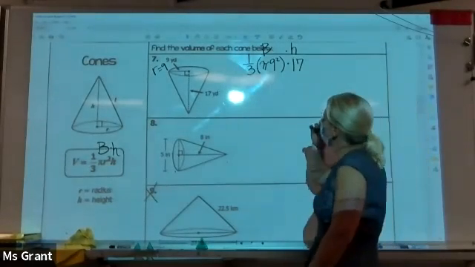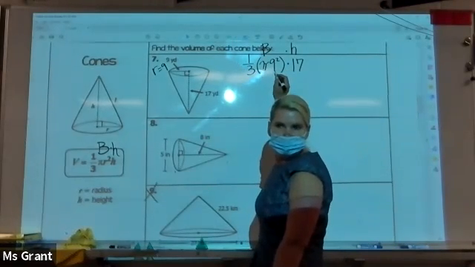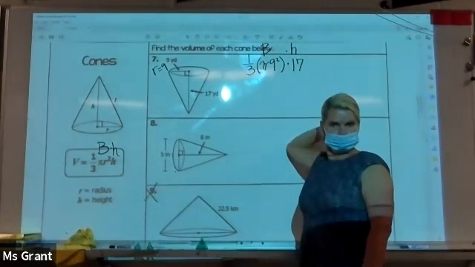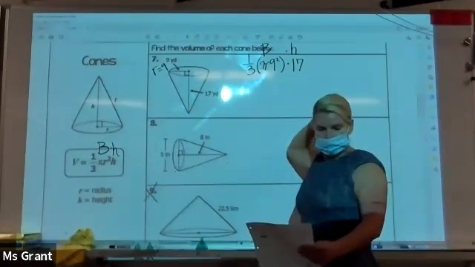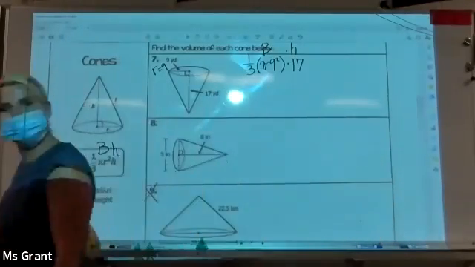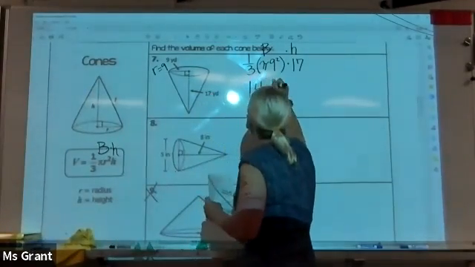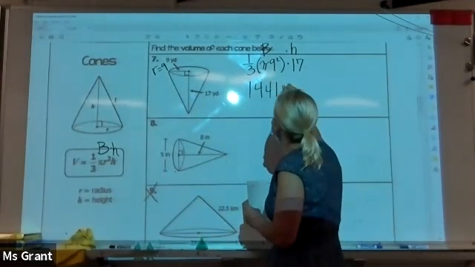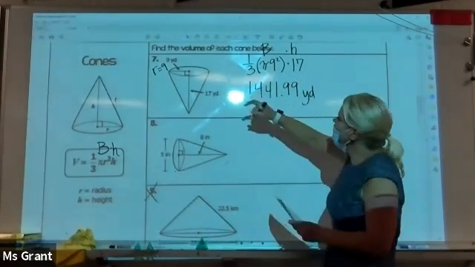All right. 81 times pi times 17 divided by 3. Someone tell me. Is it 146.18? That's too small. Sorry, it's a little too small. Natalia, right? Yes. 1,441.99. Good. I like that you still include 1,441 and 99 hundredths yards cubed.